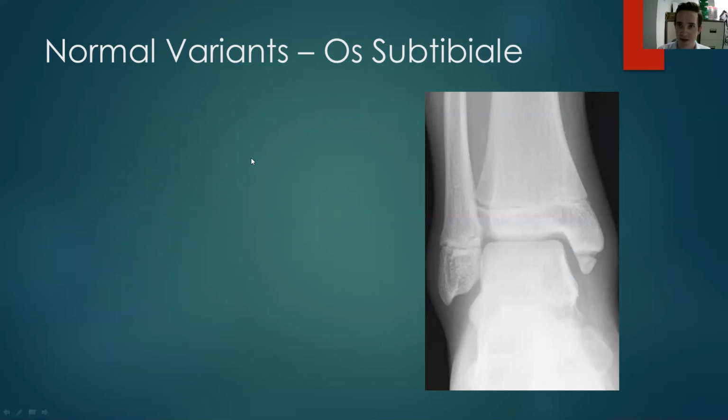Similarly, at the medial malleolus, we have the os subtibiale. So this is a secondary ossification center, just like the os subfibulare, it's due to failure of fusion of a childhood secondary ossification center.